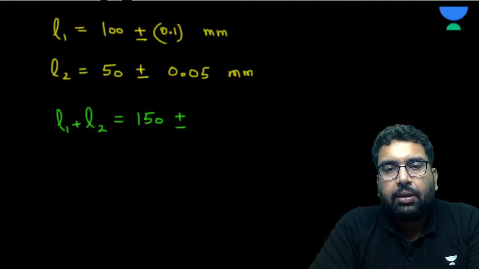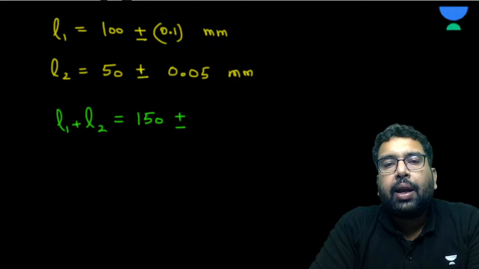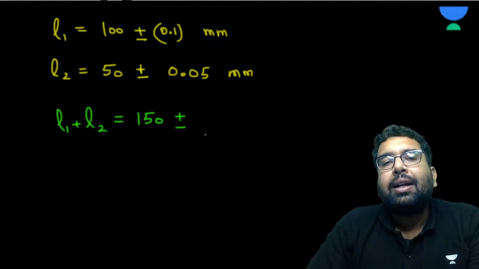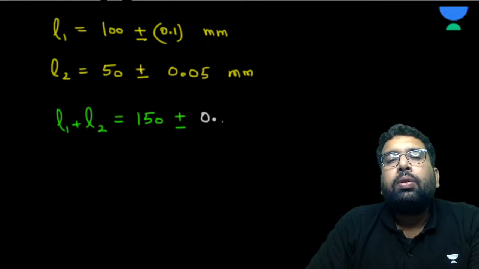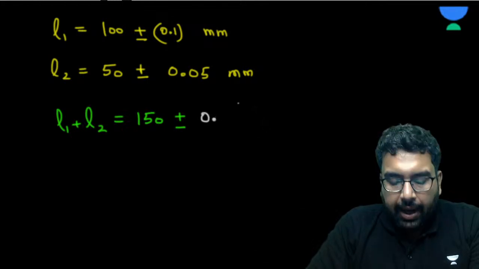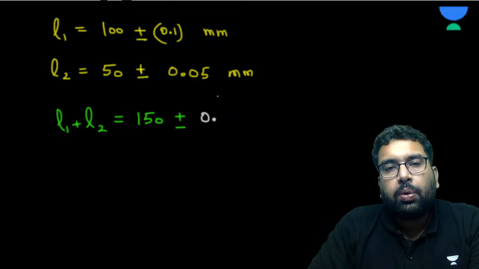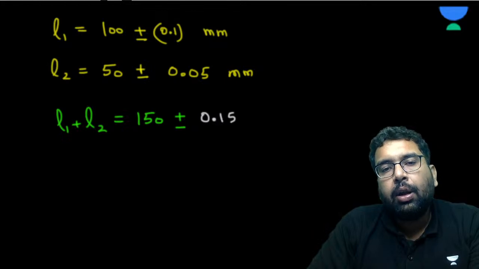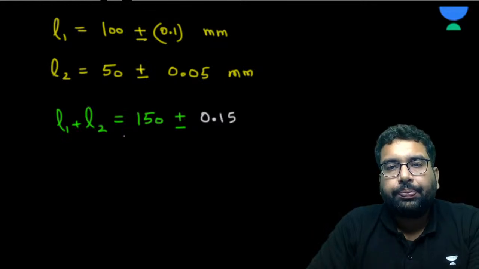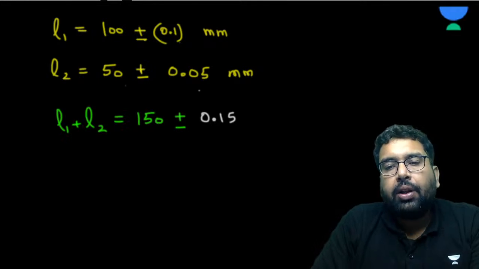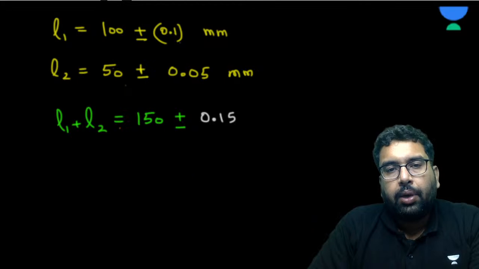Now, what does that mean? L1 and L2 are added, so their errors are going to be added. Whenever two quantities are added or subtracted, you are going to add their errors. So this will become 0.15. We are adding the error in L1 and the error in L2, right? So L1 plus L2 will be 150 plus minus 0.15, right?